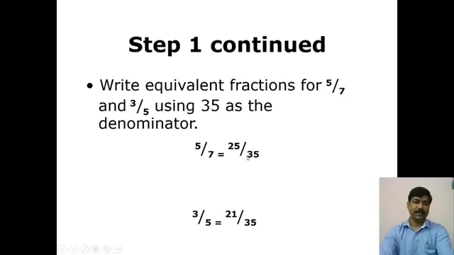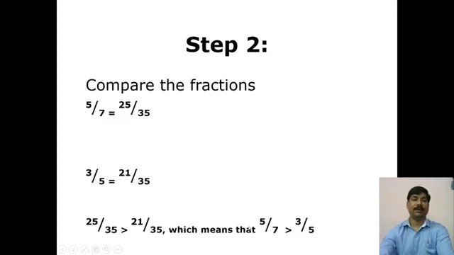So here it is clear that 25 upon 35 is larger than 21 upon 35, as in step 2, 5 upon 7 equals 25 upon 35, 3 upon 5 equals 21 upon 35. Here it is clear 25 upon 35 is greater than 21 upon 35. It means 25 upon 35, which is equivalent to 5 upon 7, so 5 upon 7 is greater than 3 upon 5.